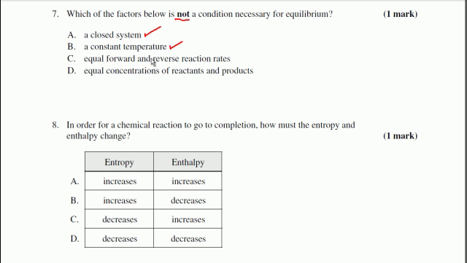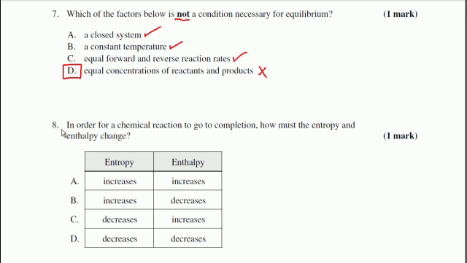And equal forward and reverse reaction rates. The forward reaction rate has to equal the reverse reaction rate in order for an equilibrium to be present. So this is also very important. And finally, equal concentrations of reactants and products. No. The reactants and the products do not have to be at equal concentrations. Okay? They have to have equal rates, but they don't have to have equal concentrations. Okay, so our final answer is 7D.